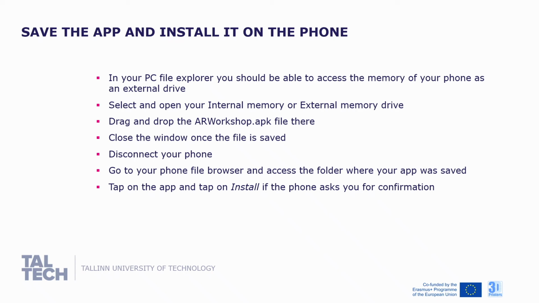Select and open your internal memory or external memory drive of the phone, drag and drop the application file there, close the windows once the file is saved, disconnect the phone, go to the phone file browser and access the folder where your app was saved. Tap on the app and tap on Install if the phone asks you for confirmation.